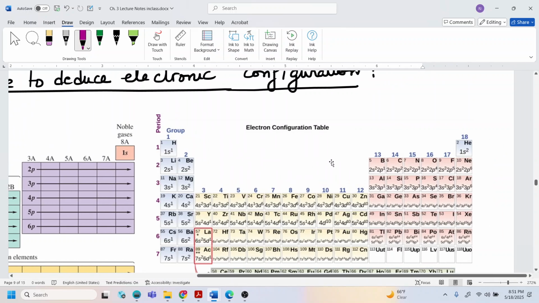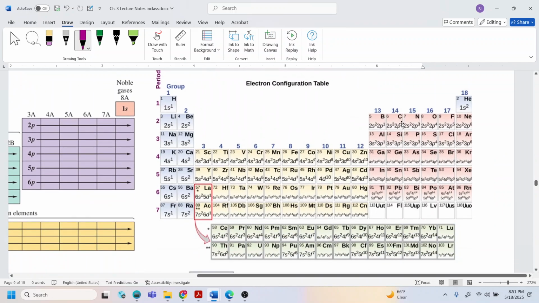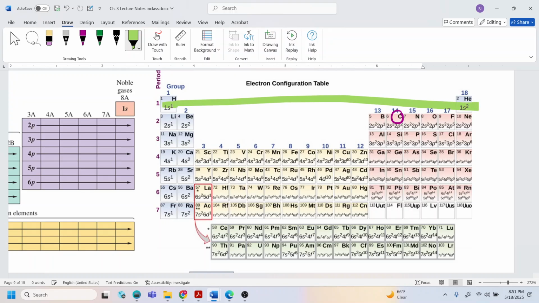Okay, so if I want to write down the electronic configuration of carbon, we're going to start by reading from here. We start with 1s. It's not going to be s1, it's going to be 1s2. So this is 1s2. If I draw it, this is carbon.